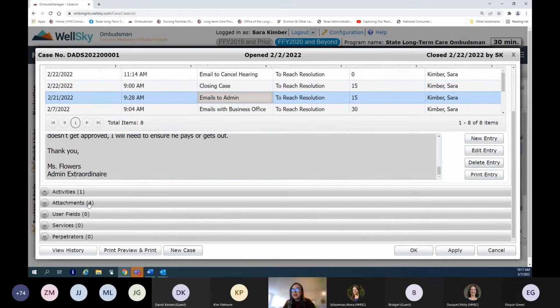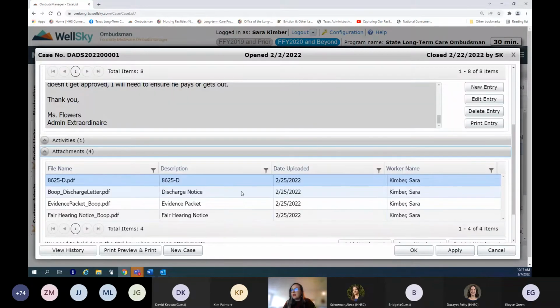I'm going to just click down really quickly to attachments, because I know I said a lot of times in these journal entries, see attachments. I want to make sure they're really there. So this is something that is really important, making sure you have them. Your file names make sense. I always make sure that on my desktop, I change the file name to make sure when I'm uploading it at WellSky, it makes sense. But I also make sure that my description is a good description as well.